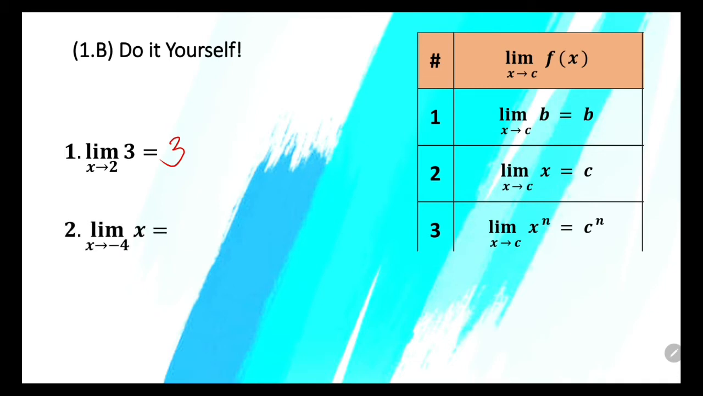The second one is the limit of x as x approaches negative 4. Similarly, you can use substitution. You have negative 4. And the third one, the limit of x squared as x approaches 3. You can also use substitution. When x is 3, you have 3 squared. 3 squared is equivalent to 9.